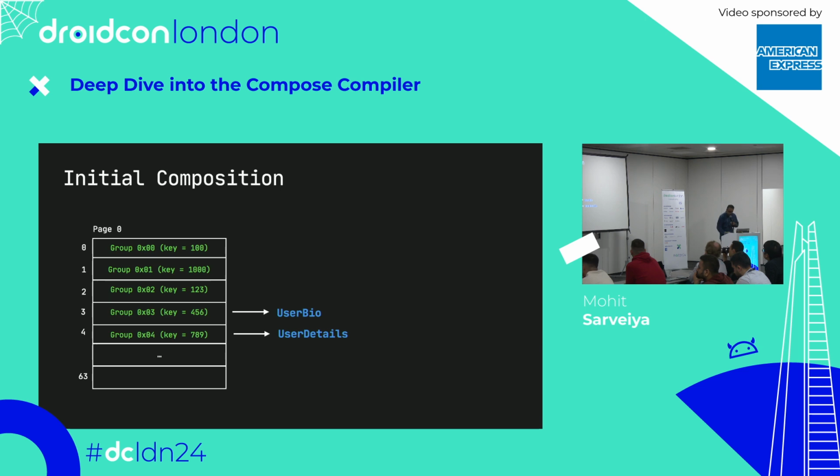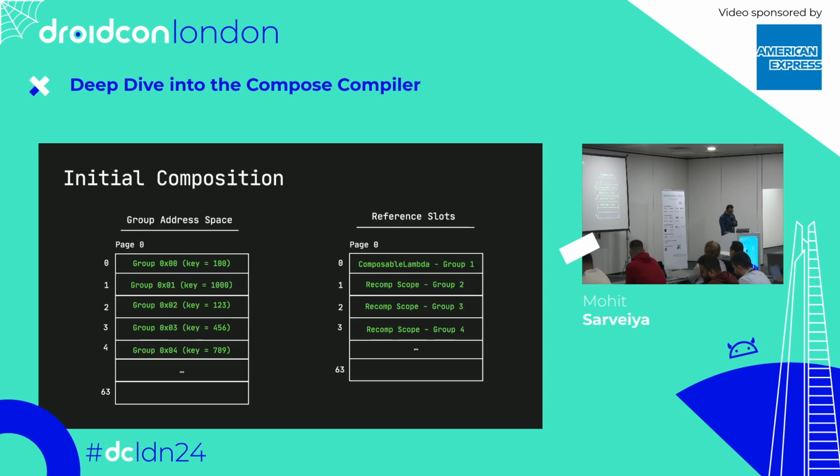So at the end, this is greeting for user bio and user detail, and these are the other two composable functions that it calls. These are the children, and this is the parent right there. So this is how things are stored in the slot table. Okay, so I have 5 minutes. In the reference slot, you look at this and you see that this information gets stored. So in the end, when initial composition completes, this is what it looks like.